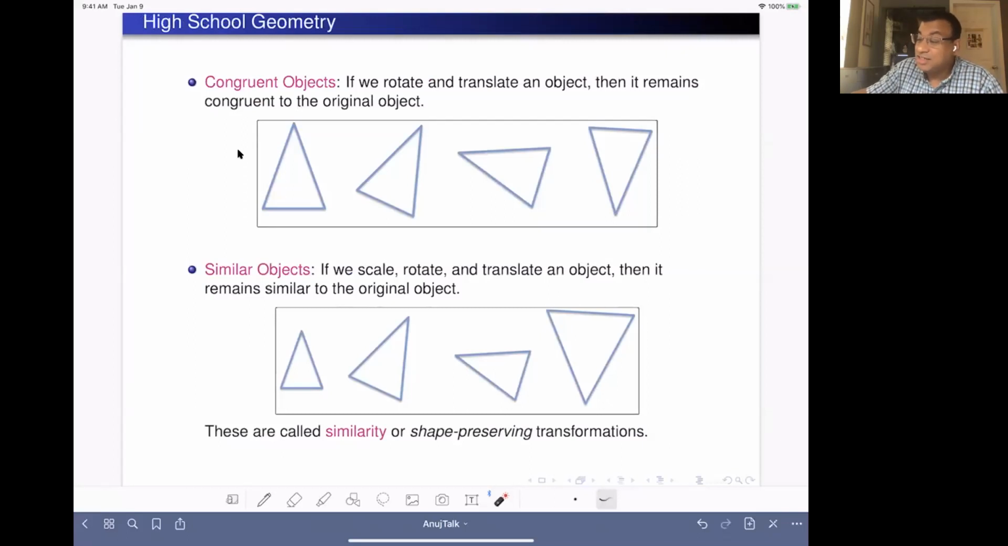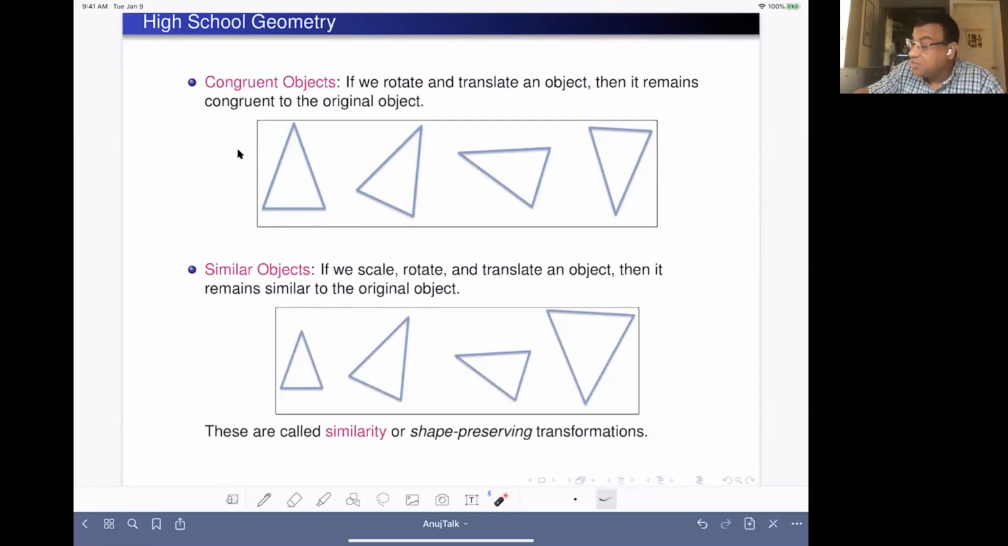Congruent objects: if you take an object and simply rotate and translate it, it remains congruent to its original self. For a triangle, the way we teach congruency is that all the 3 angles are the same and all the 3 sides have the same length, then we call it a congruent triangle.